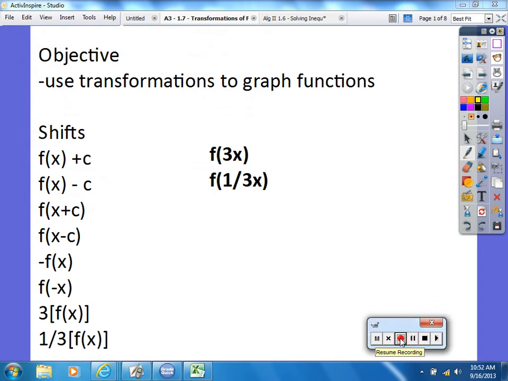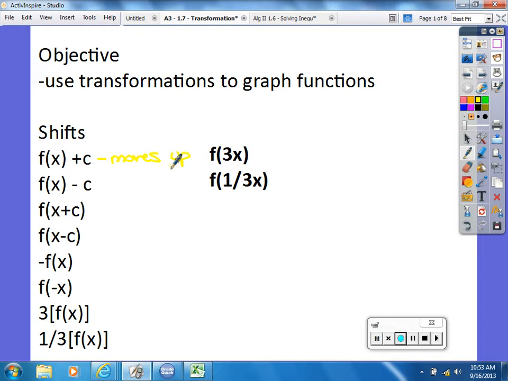So today we're going to use transformations to graph functions, okay? Up here you can see the letter C, or sometimes you see a number. All that is just a number to help us with that. So if I take a function and I add a number to the end of it, what does that do to my graph? Yeah, that's it. If there's a number on the outside, it moves up. Well, that was an easy one, right?